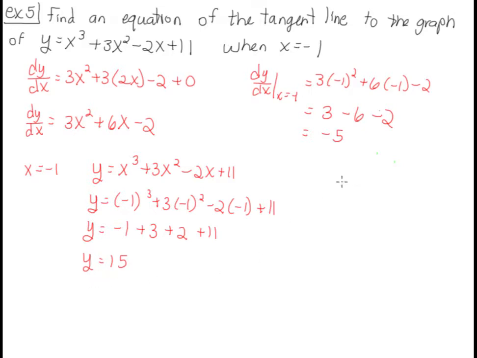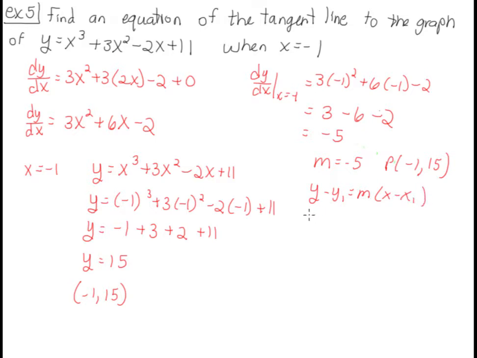So now I have a point on my graph, which is the point (-1, 15), and I have the slope of the tangent line, which is -5. So now that we have a point and a slope, we can find the equation of the tangent line. I'm going to use the point-slope form. You can use that y equals mx plus b form if you want.